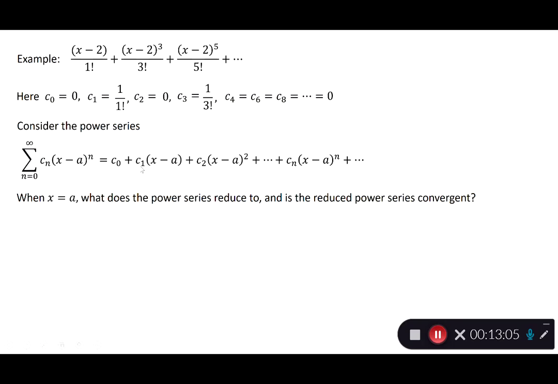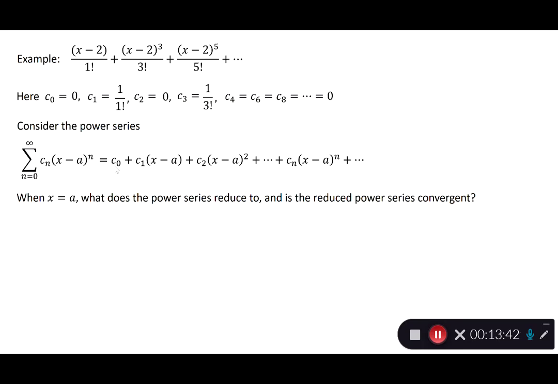Look at this one. C sub 0 plus C1 times a minus a. Oh, that just goes to 0. So the whole thing goes to 0. The second term goes to 0. Third term, hey, that also goes to 0. Fourth, fifth, sixth, nth, every term goes to 0 except C sub 0. So in the event x is equal to a, this whole big infinite series reduces to a single term C sub 0, right?